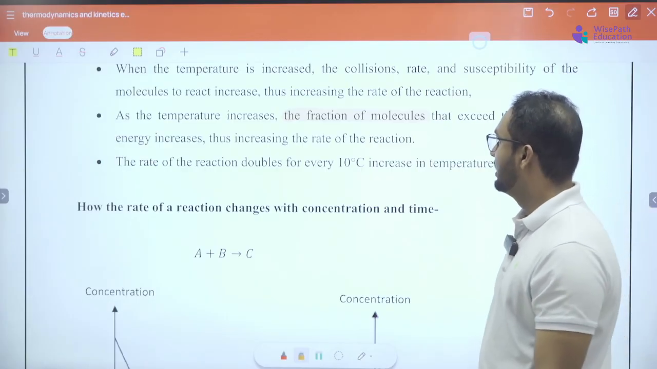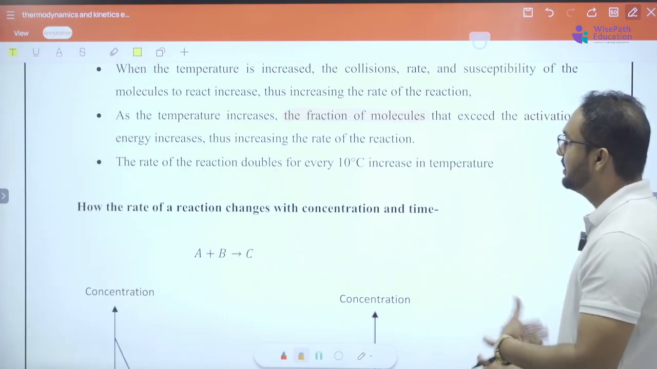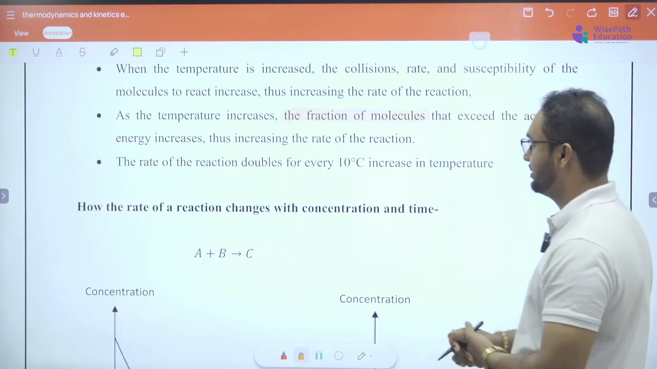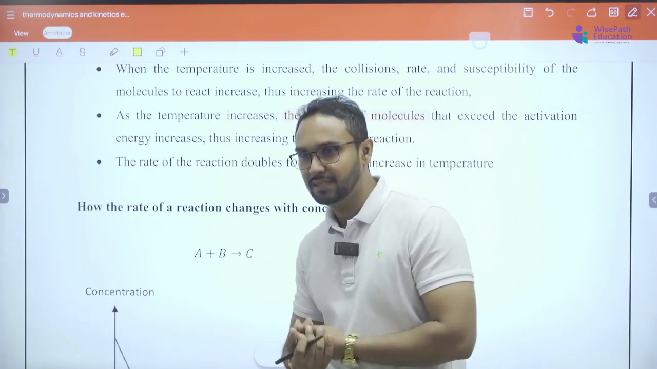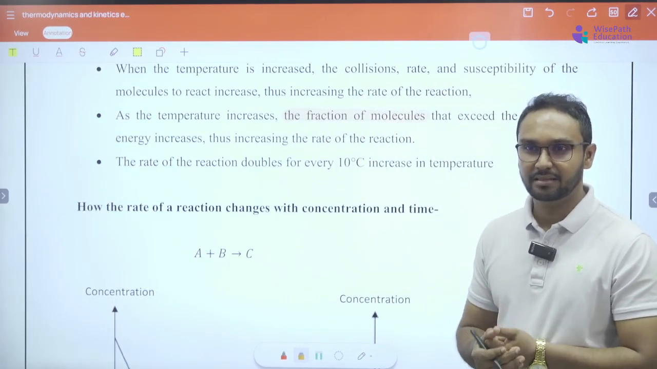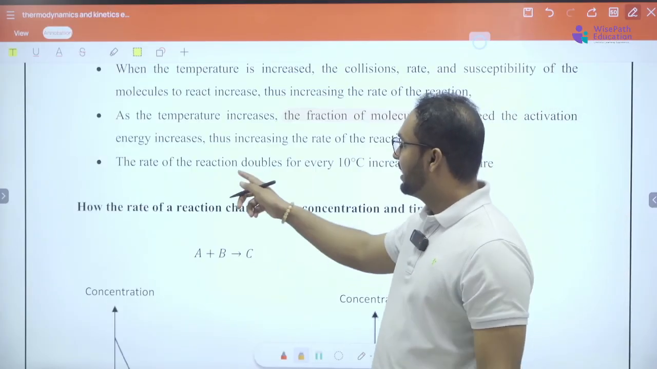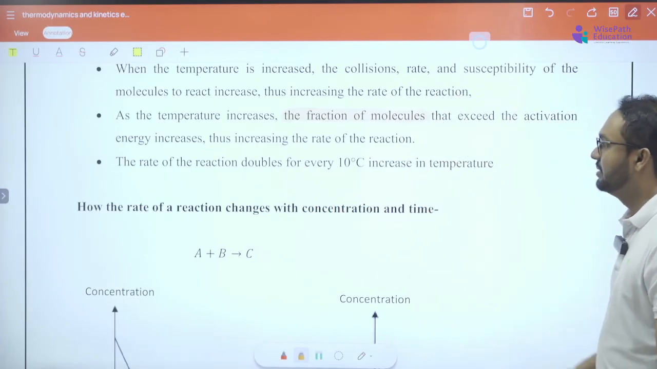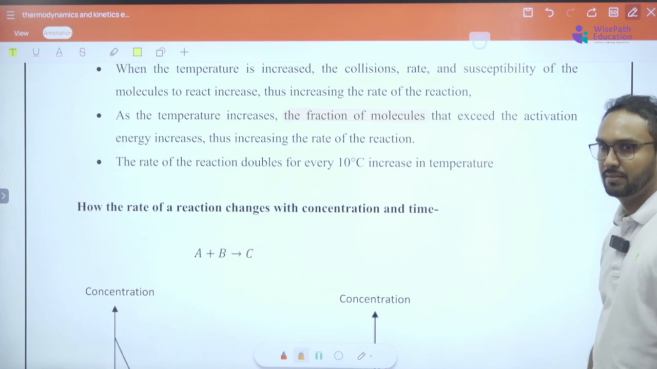Next thing, the rate of reaction doubles for every 10 degrees Celsius. You just keep it in mind. That's the extra theory: the rate of reaction doubles for every 10 degrees Celsius increase in temperature.